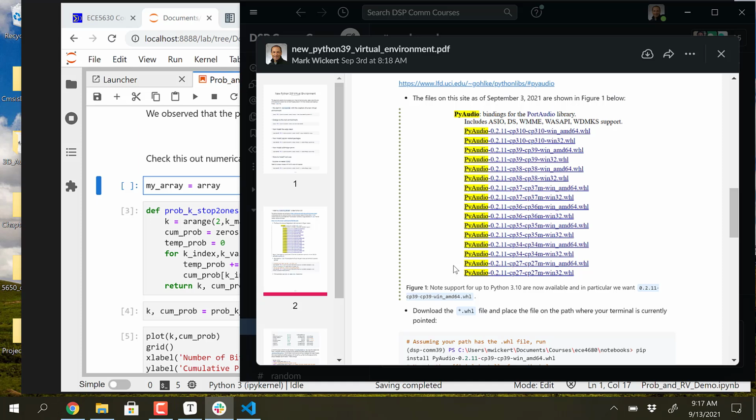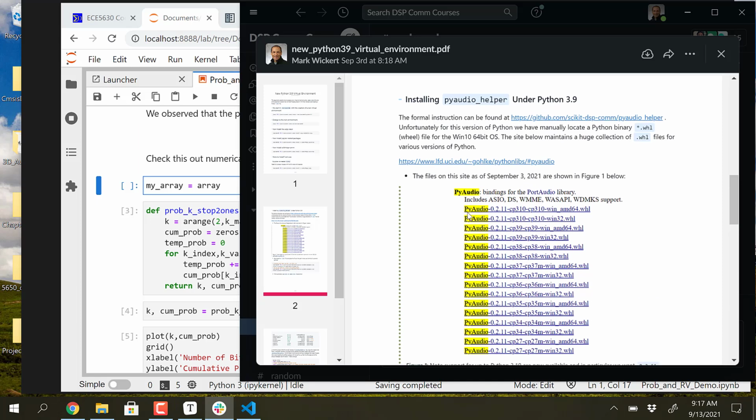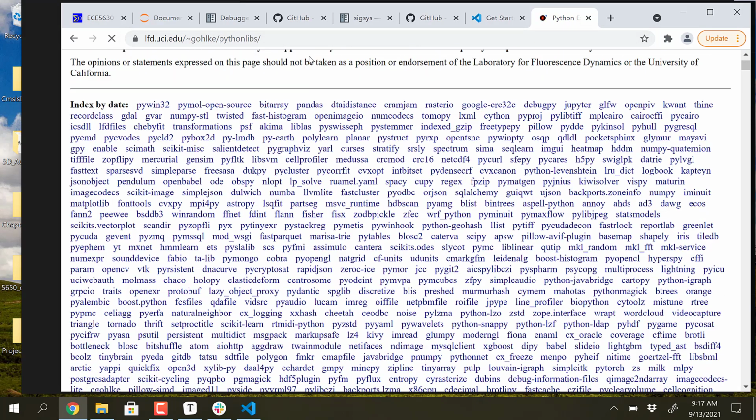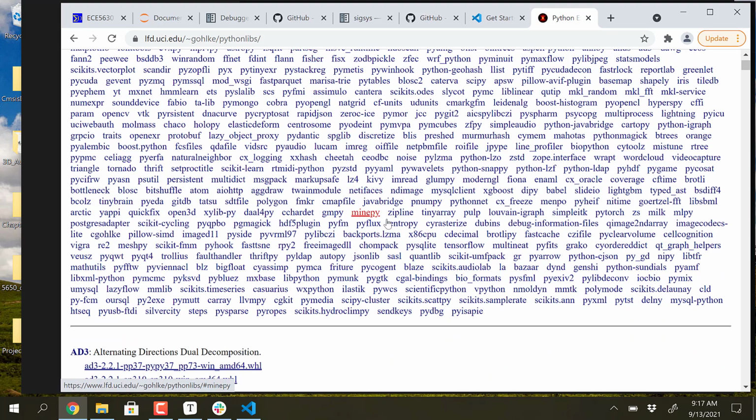And I searched around, and then I found this site right here, Gohlke's. This guy is from the University of California, I think it is. He has a lot of wheel files for Python, unofficial Windows binaries for Python extension packages, and this just so happens to be the listing for PyAudio. But if you take that off of there, see this long list in here? These are all the libraries that he maintains, for Windows at least.